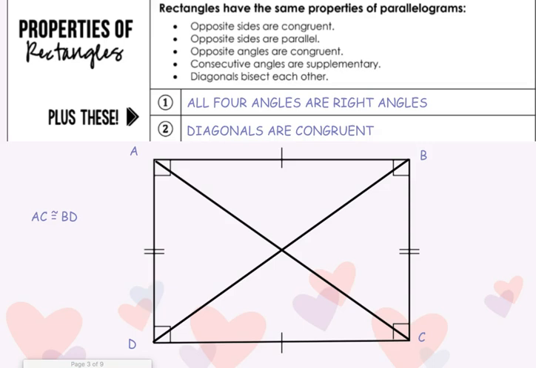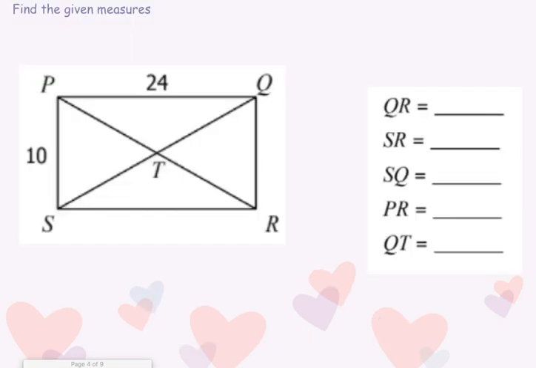And then today, all you're going to be doing is finding either missing angle or side measures. That's it. Okay? That's easy. That's all we're doing. So let's start with some side measures. Okay. QR. What do we think QR is equal to? Yeah, opposite sides are equal. SR, 24. Nothing gets past you.